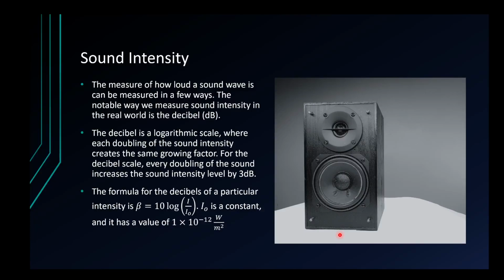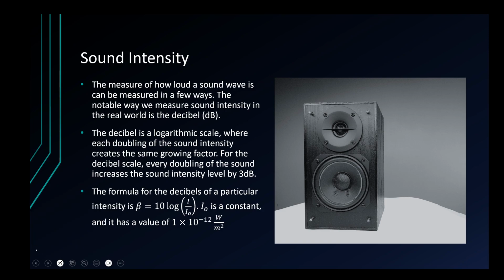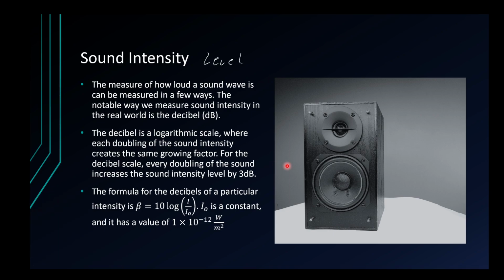So I talked about sound intensity in the very first video, talking about the loudness of the sound wave. And this is one of the ways that you can measure sound intensity. This particular one, using the decibel scale, is known as sound intensity level. So I will just append this as sound intensity level. Sound intensity level is measured in decibels, whereas sound intensity in the other form is actually measured in watts per square meter.